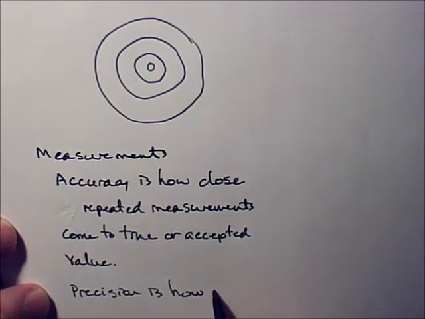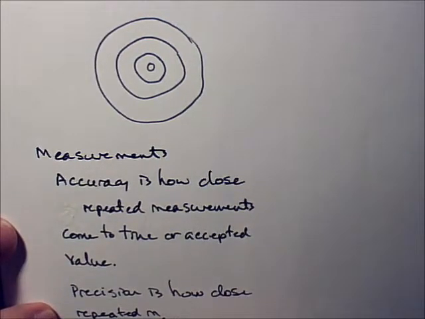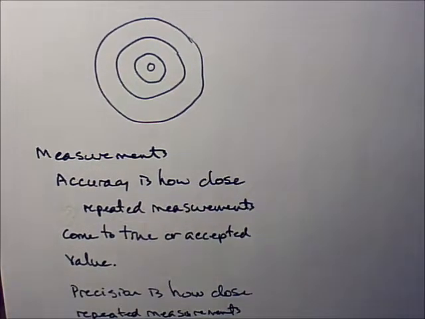And then in terms of measurements, precision is how close repeated measurements come to themselves or each other. So precise measurements, repeated measurements come close to each other. Accurate measurements come close to the real value.